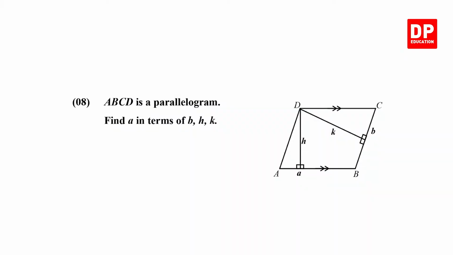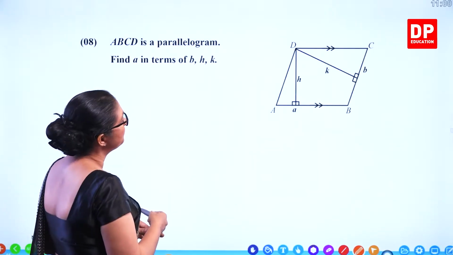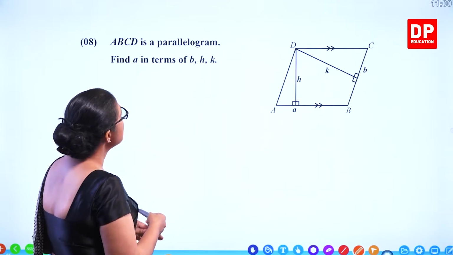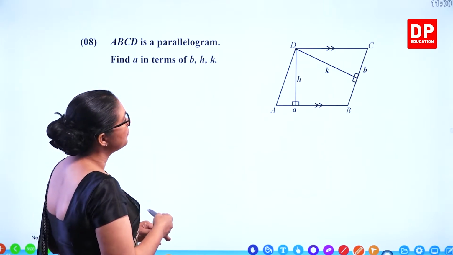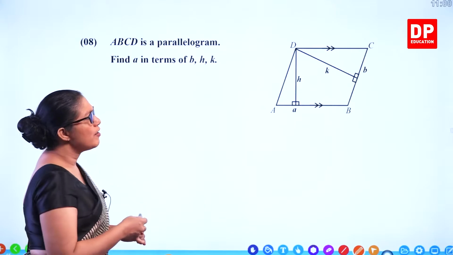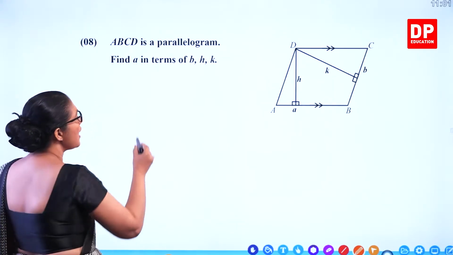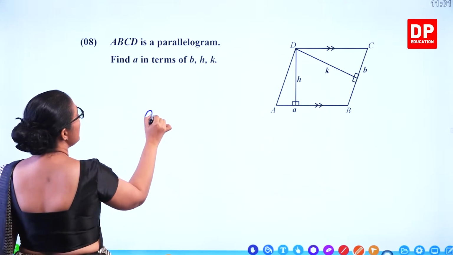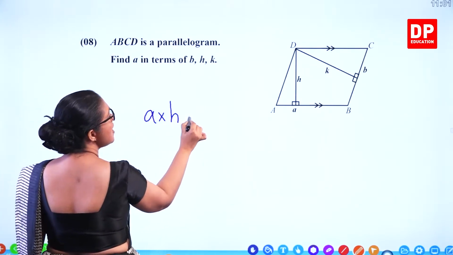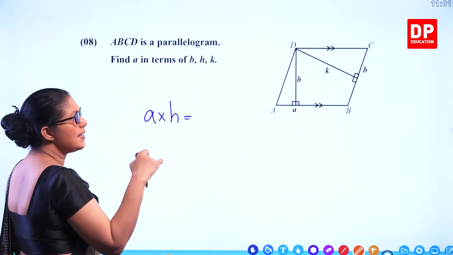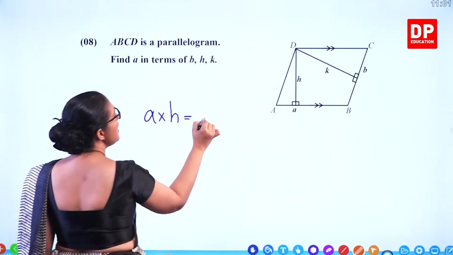Question number 8. ABCD is a parallelogram. Find A in terms of B, K, H. Now we can use the area. Area of the parallelogram is the same. If you take base into height, A into H is equal to, when you take BC as the base, B into K.